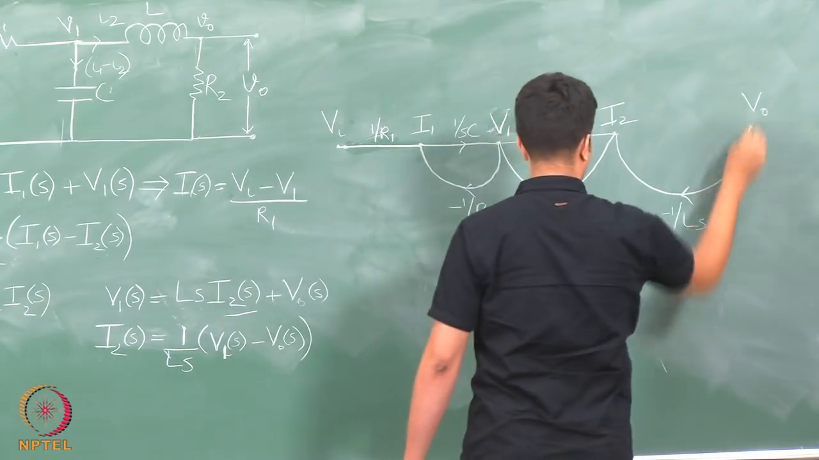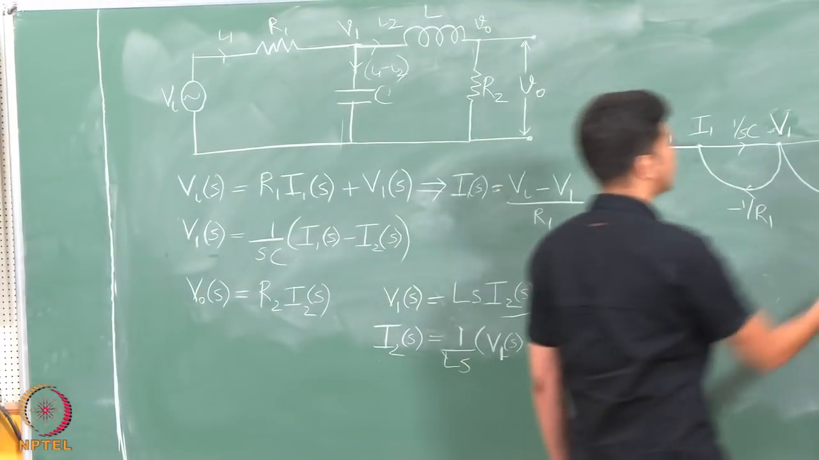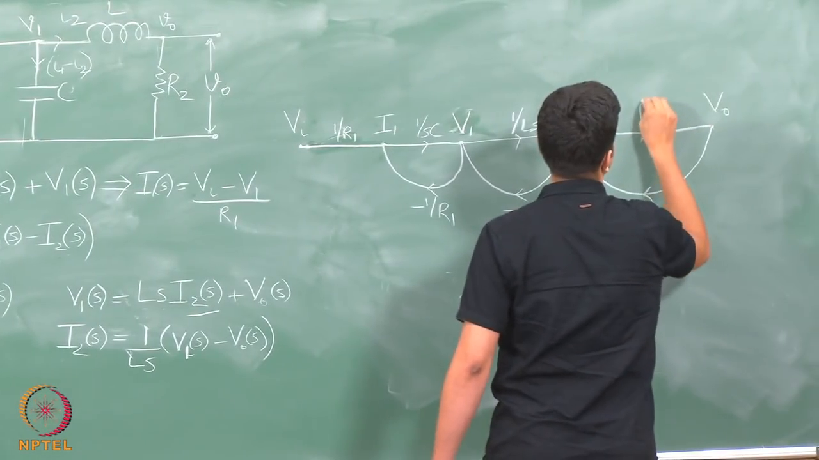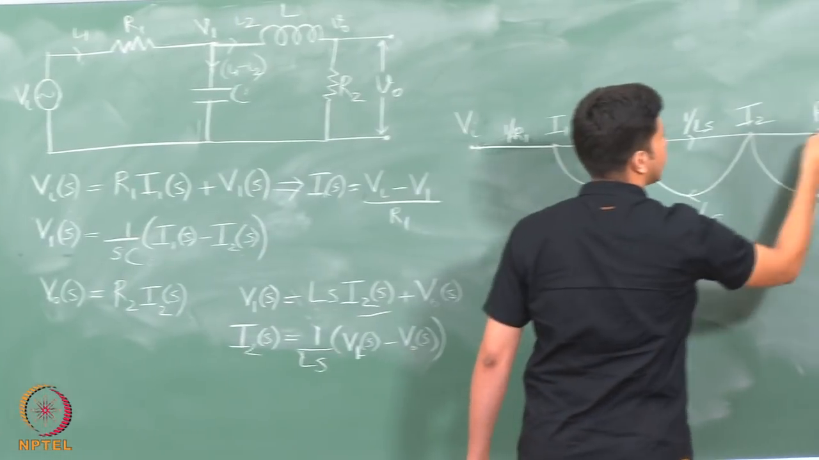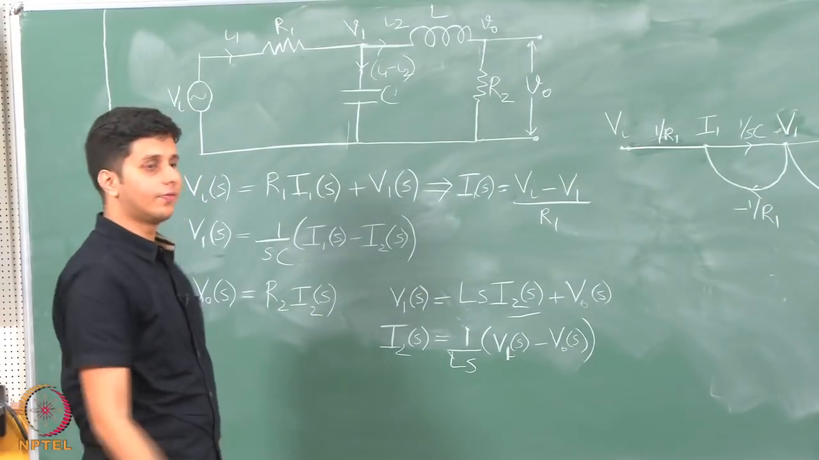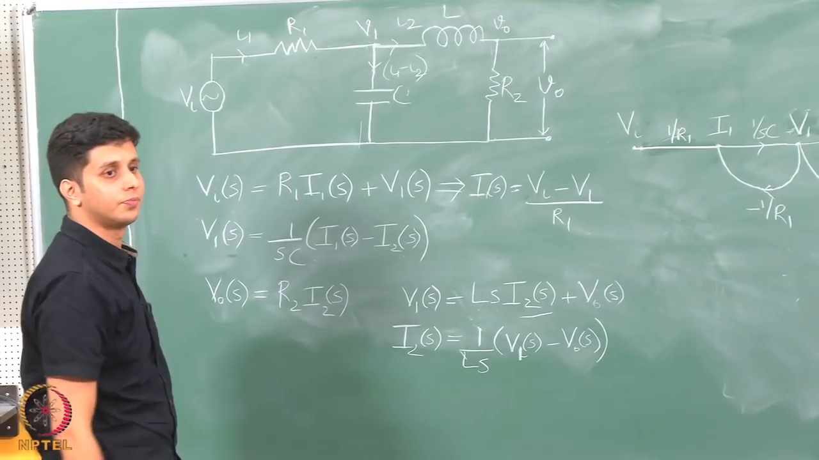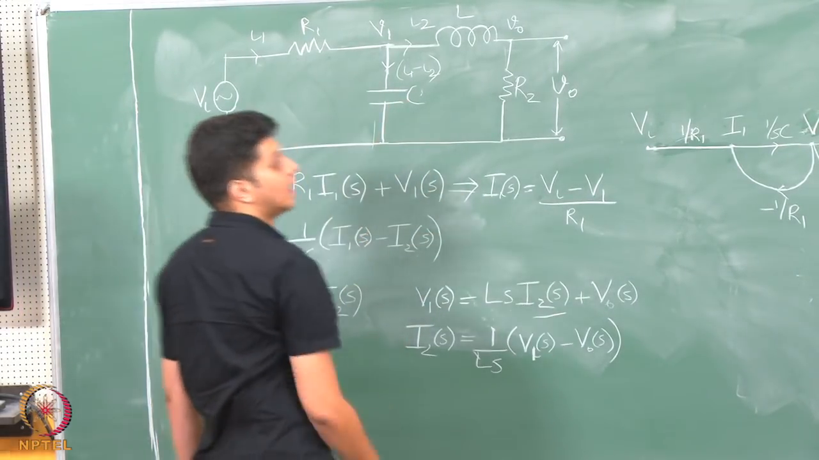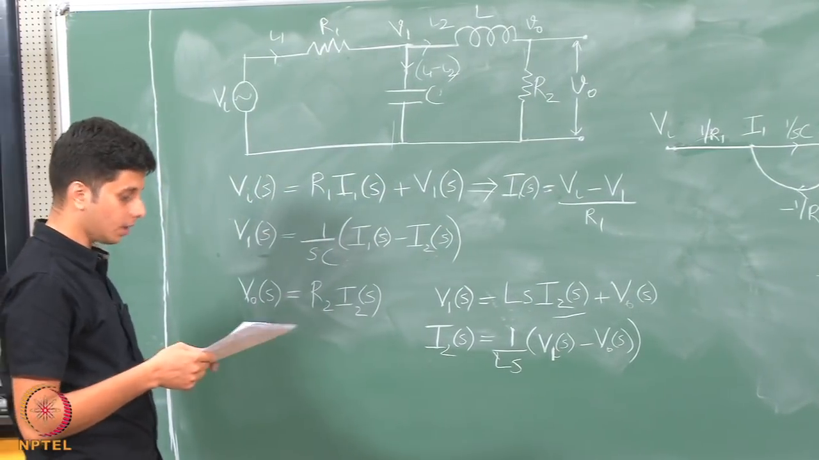Now finally, what is V0? V0 is simply R2 times I2. I can simply write R2 here. So my V0 will be simply R2 times I2. Now if you look at the signal flow graph, this will exactly represent all the equations that we have written here. And so there is nothing that is missing. The complete network is actually coming into this signal flow graph.